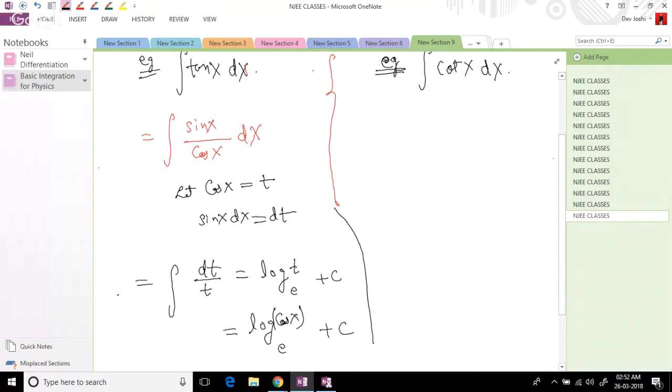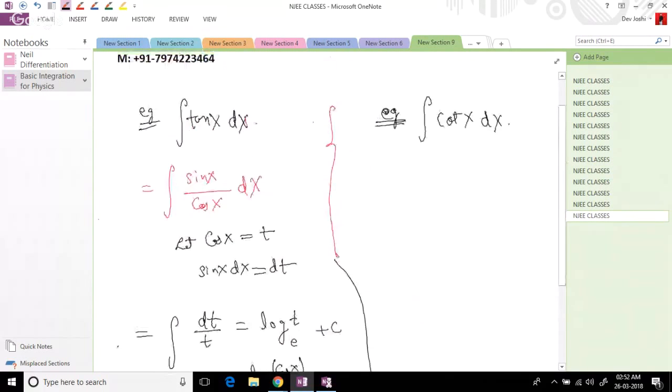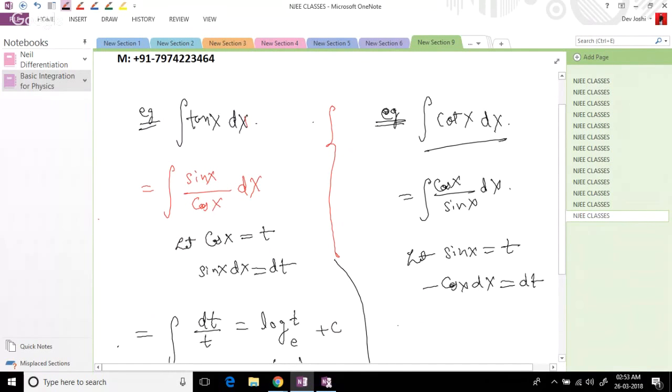Correct now? In the same way, you can also find the answer for the second term, that is integral of cot x dx, right? So that can be written as integral of cos x upon sin x dx. Correct? So let us suppose that sin x is going to be your t. So if sin x is t, then cos x dx is going to be dt. Put in all the values. So that is going to be equal to integral of dt upon t.